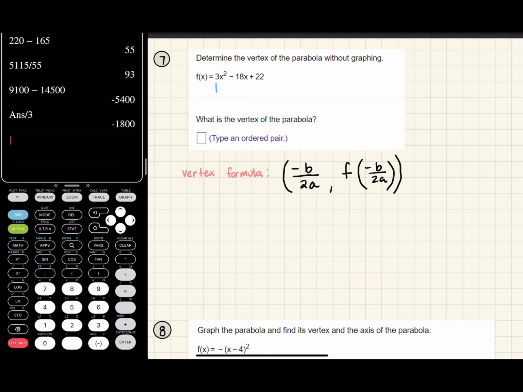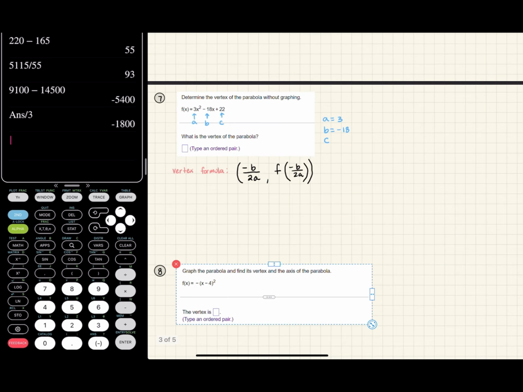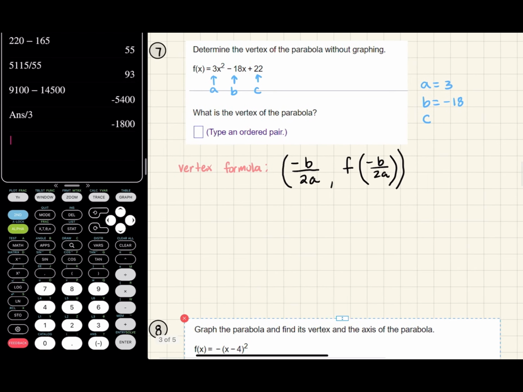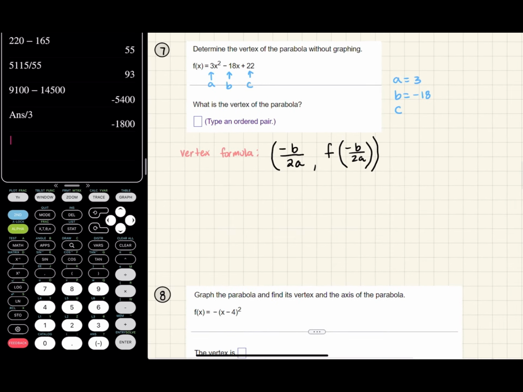And remember, a is the first number in front of the x squared term. B is the second number in front of the x term, and c is the number that's all by itself. So in our case, a is 3, b is -18, and c, which we don't even actually use c for this formula, but I'll write it down. C is 22.